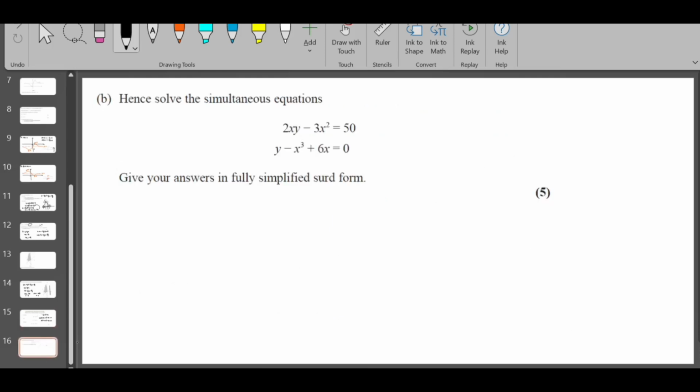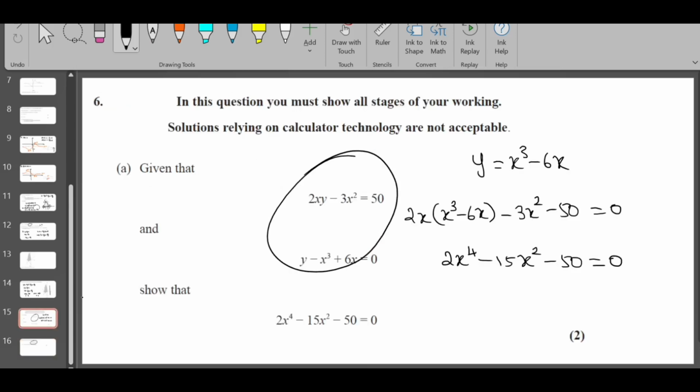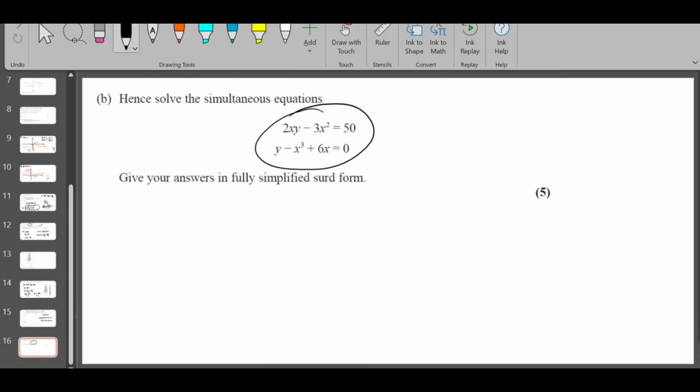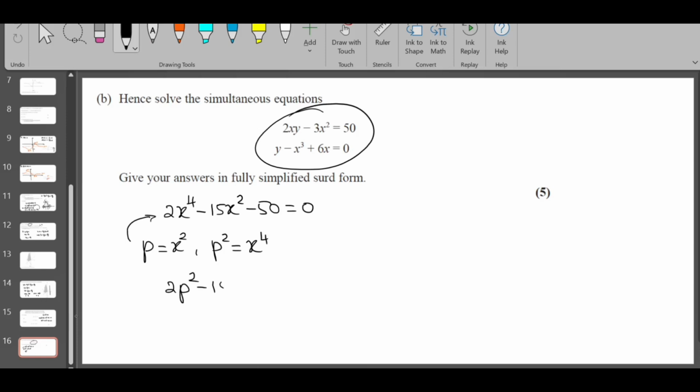Let's look at part B. Now they want you to find the original equation. These two equations. To solve this, they want you to solve this original set of equations. We are going to combine them, so we will get this equation. So instead of solving this again, we are going to start solving from here. So how do we solve it? We can rewrite this as 2x power 4 minus 15x squared minus 50 is 0. Let's take p as x squared. So p squared is x power 4. Sub in here, you'll get 2p squared minus 15p minus 50 is 0.